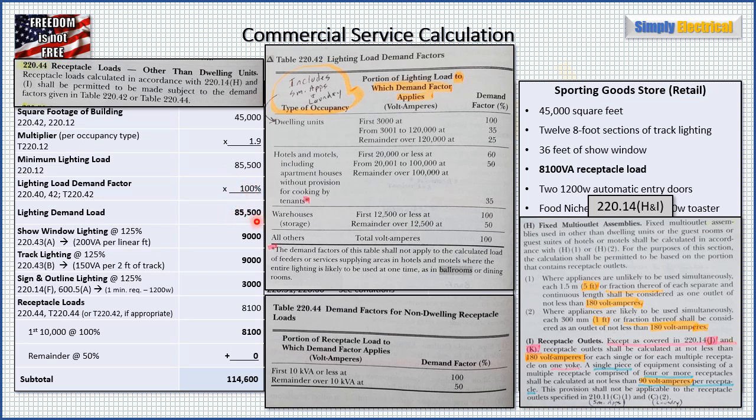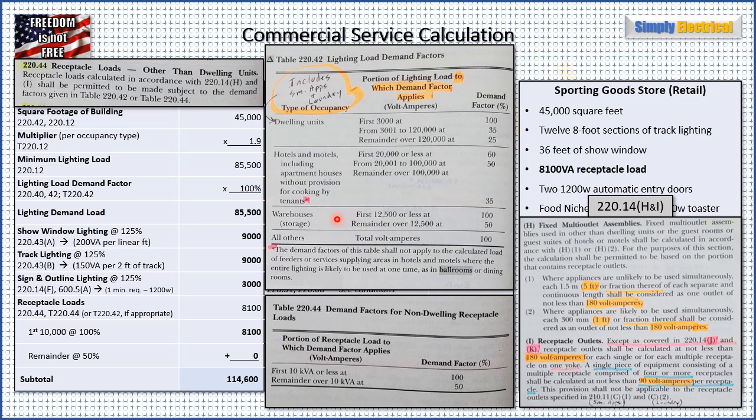So we wouldn't get a demand factor on our plugs if we use that. In fact, you're going to find that even in warehouses, you're going to get less of a demand break than if you use this table down here, which we'll talk about in a minute. So it's not worthwhile using it for a warehouse either.